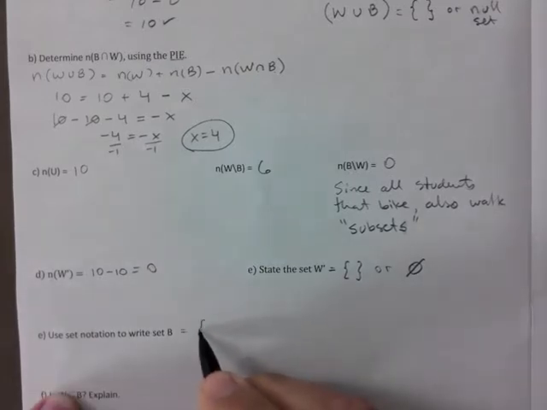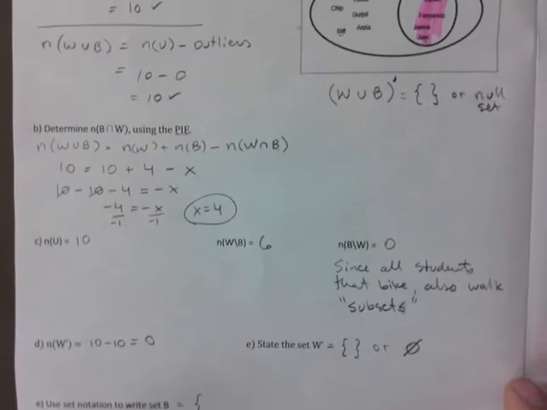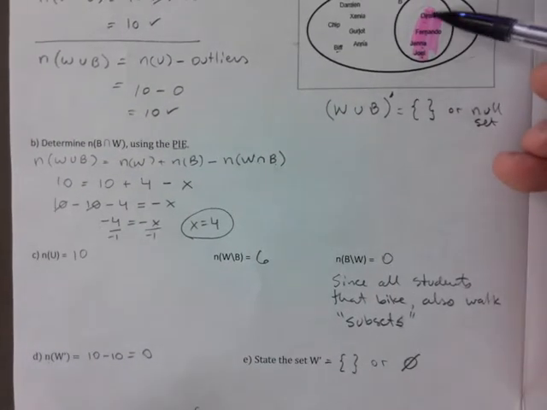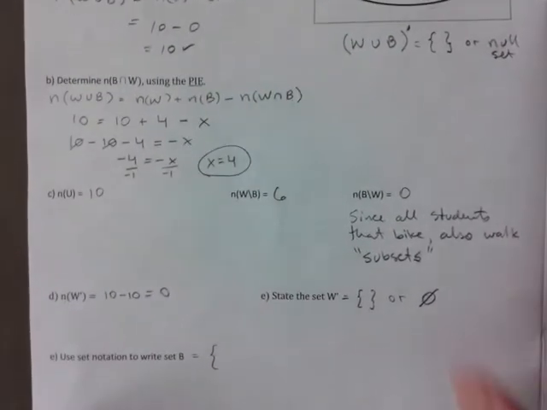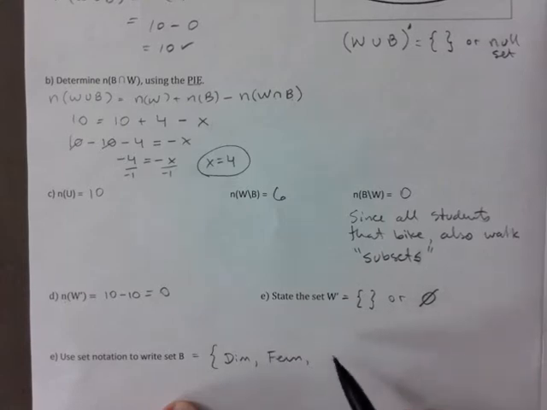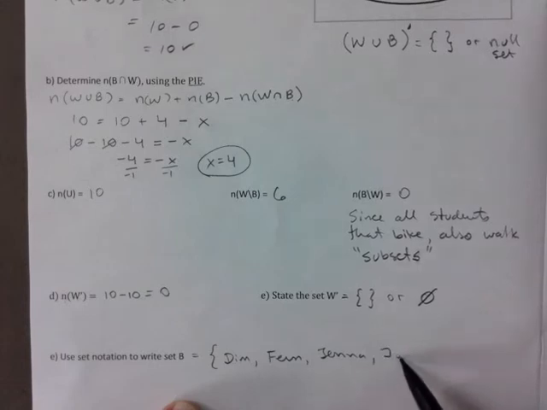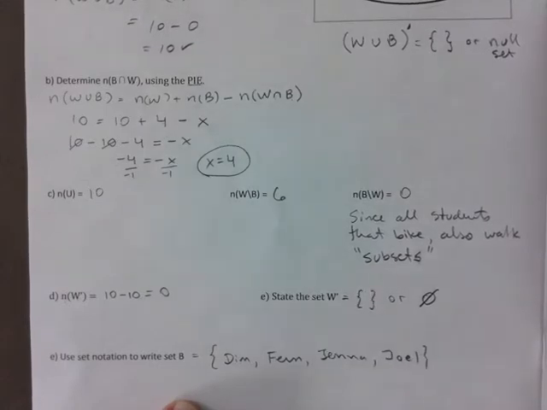So again, we go to B up there and just make sure that you do that in alphabetical order. So that we have Dimitri, Fernando, Jenna, and Joel. Okay.